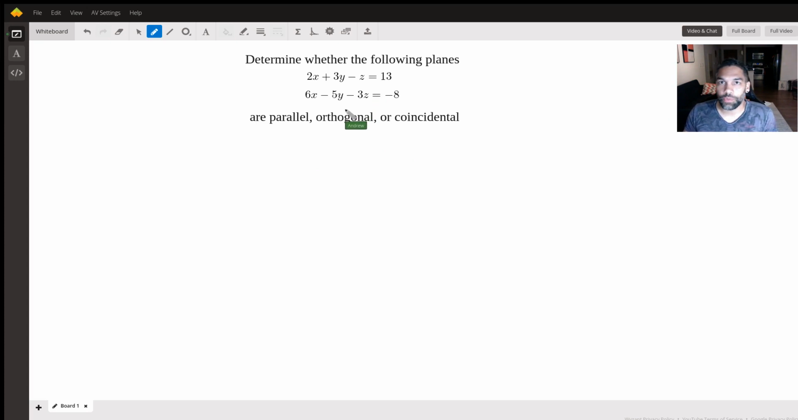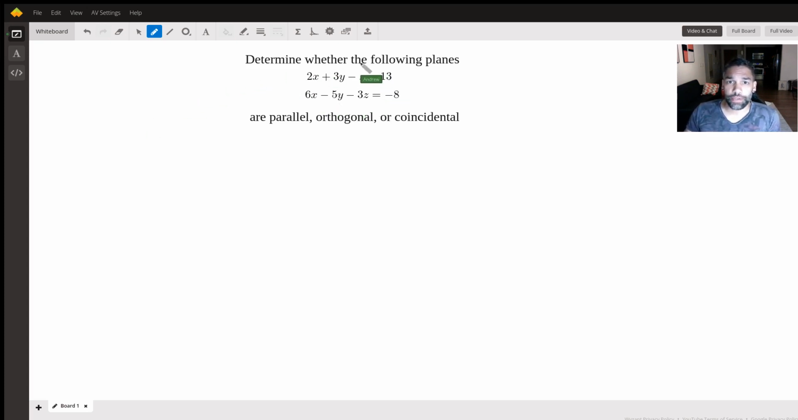The first thing we want to do is check orthogonality. That's the easiest computation you can make, so let's go ahead and do that. One way to determine whether two planes are orthogonal is if the normal vectors to the planes are orthogonal, and we can determine that by the dot product. If the dot product of the two normal vectors equals 0, then the normal vectors are orthogonal, which means the planes themselves are orthogonal.